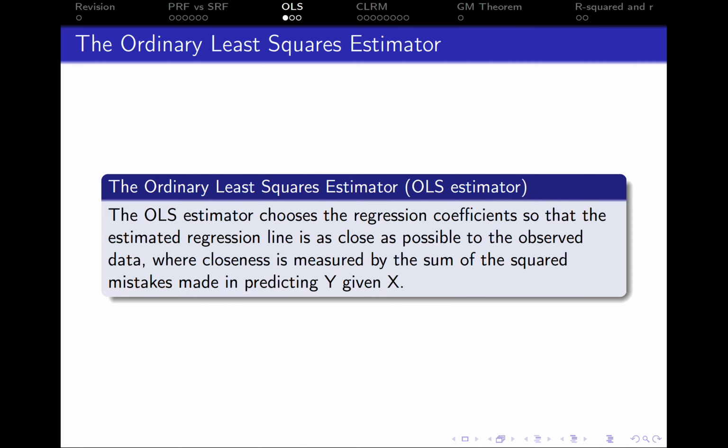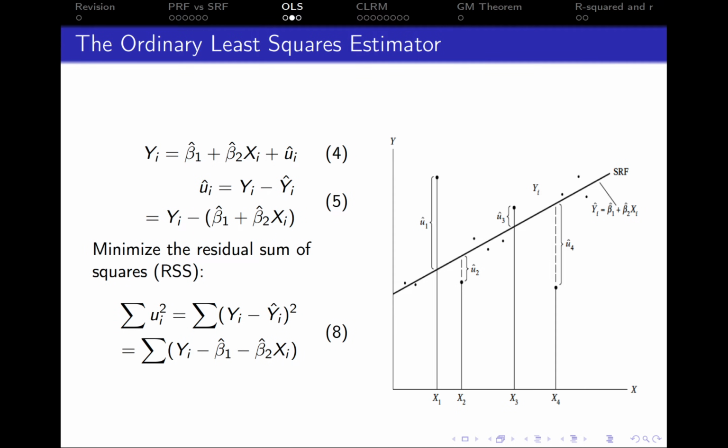So what is an ordinary least squares estimator? The OLS is such an estimator that chooses the regression coefficients, beta 1, beta 2, so that the estimated regression line is as close as possible to the observed data, where closeness is measured by the sum of the squared mistakes made in predicting y given x. I know it's a very long definition and it's probably very confusing for you. Therefore, let's have a look at this slide.